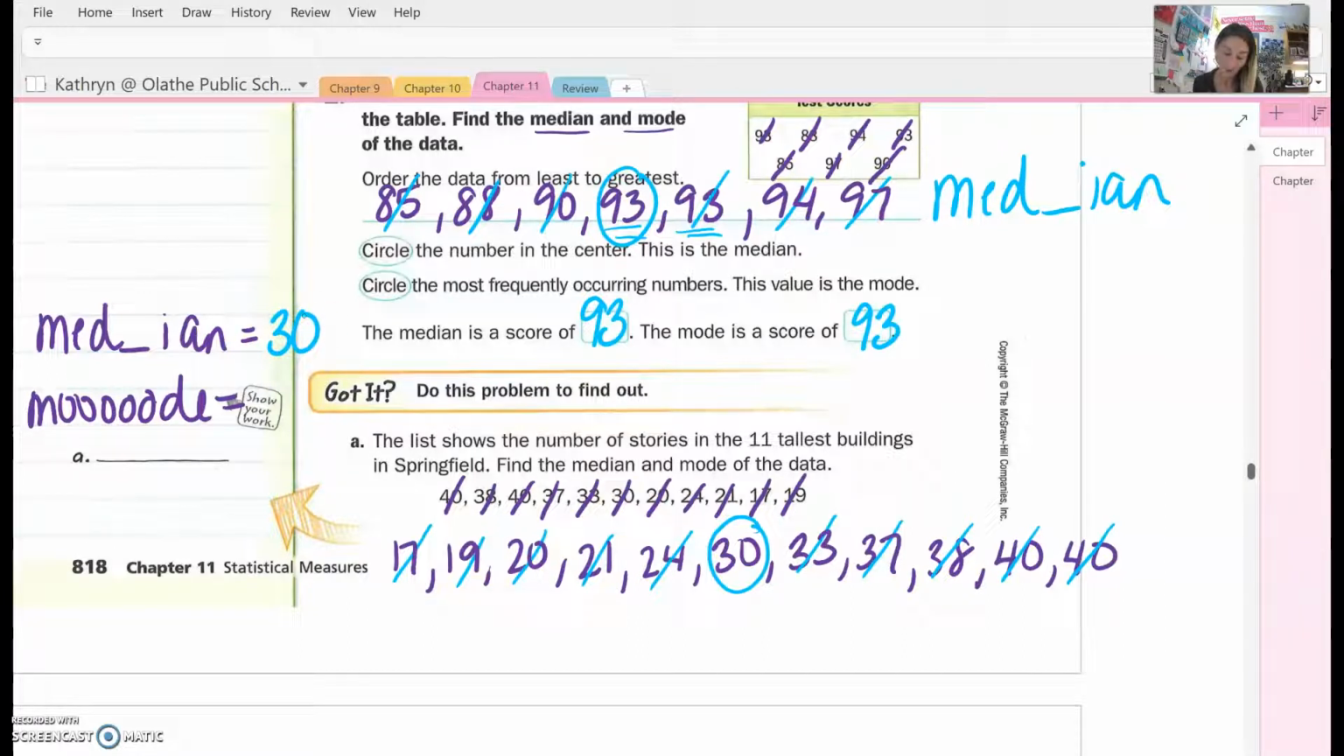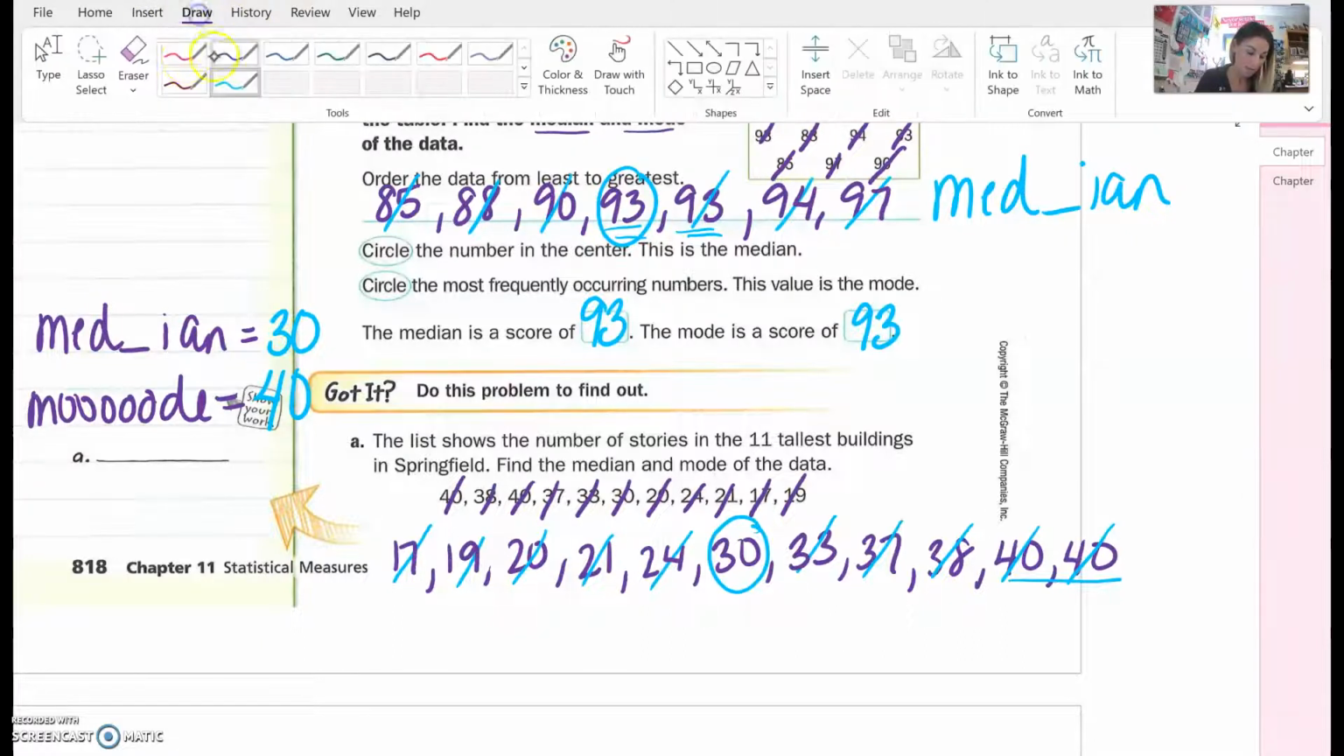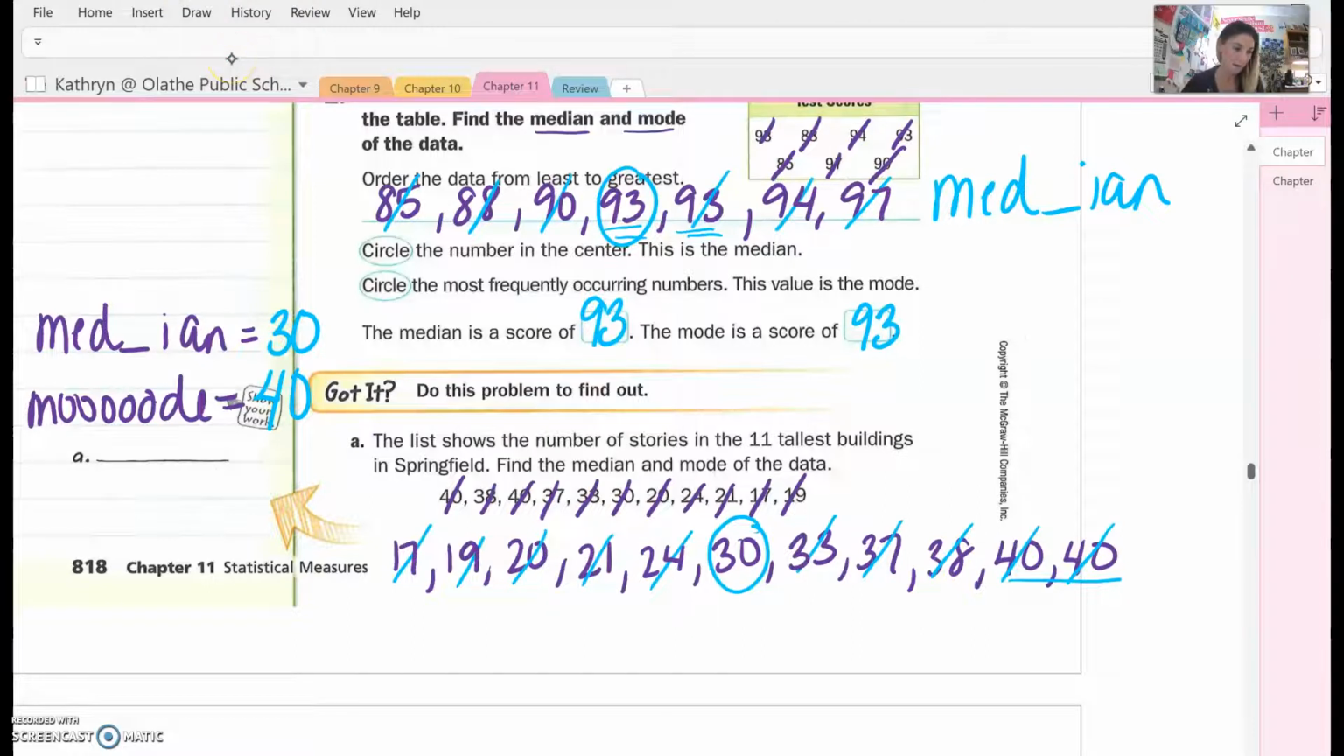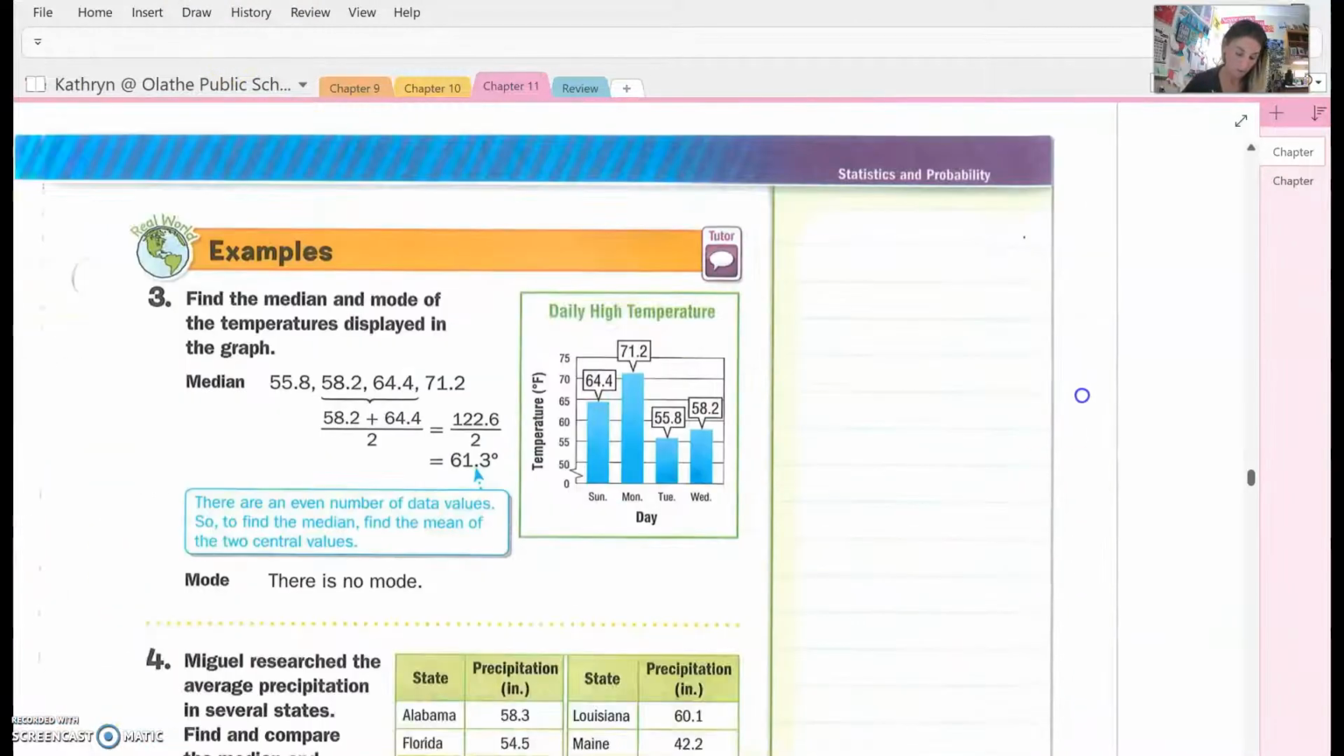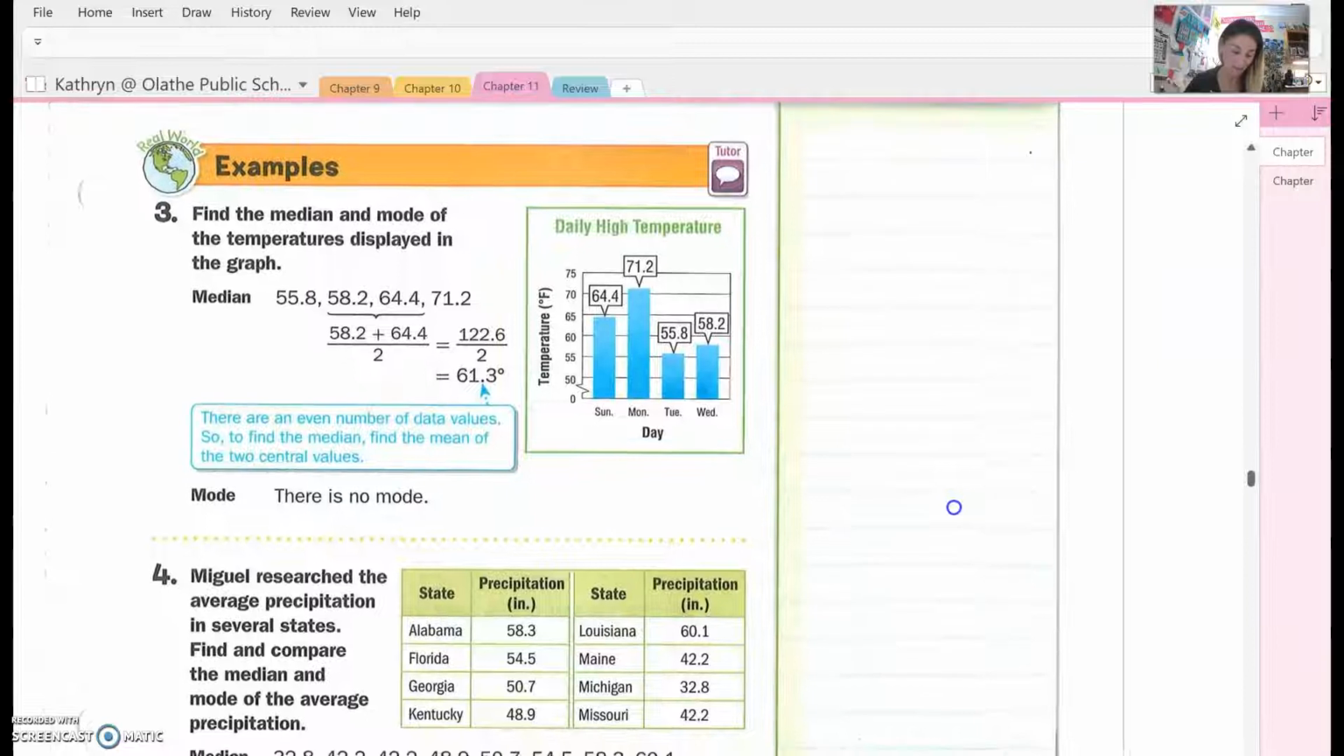Now the mode, the number that occurs the most, let's see. I don't have any other 24s, but it does look like I have two 40s and that's it. So my mode, the number that occurs the most is 40. All right. Now, like I said, what happens when we have two numbers that are in the middle? Let's take a look at that.